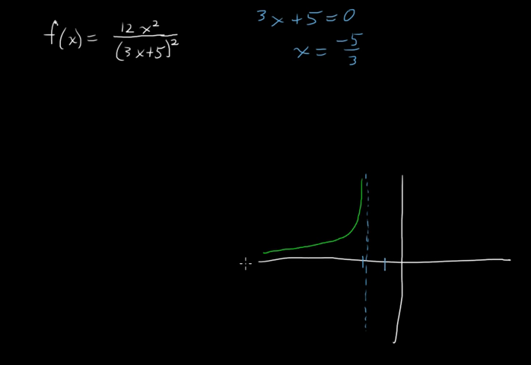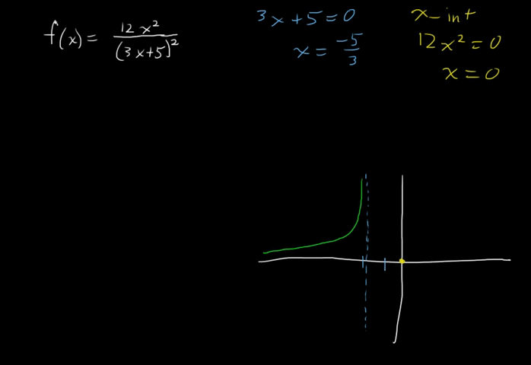Now, where are the x-intercepts? That is, what values of x make this function equal to 0? Well, that's where the numerator equals 0. So the values where we will find the x-intercepts are where the numerator equals 0. 12x squared equals 0. Well, that's an easy one to solve. x equals 0. So we know that this graph is going to cross at x equals 0.